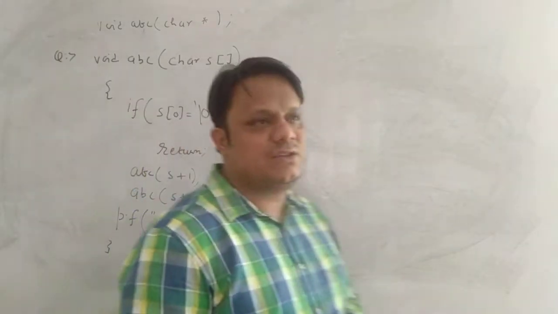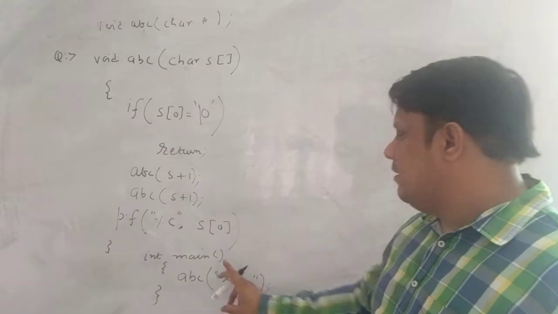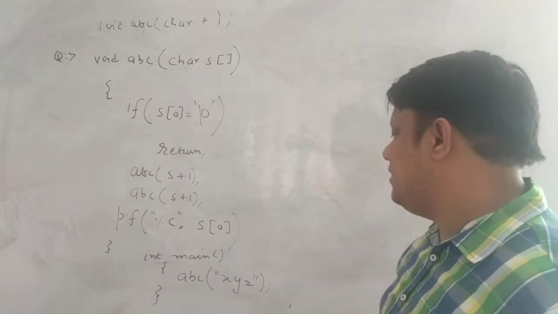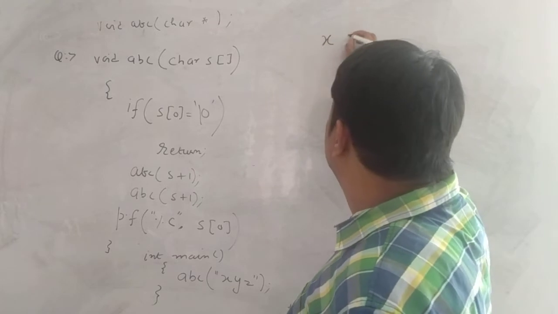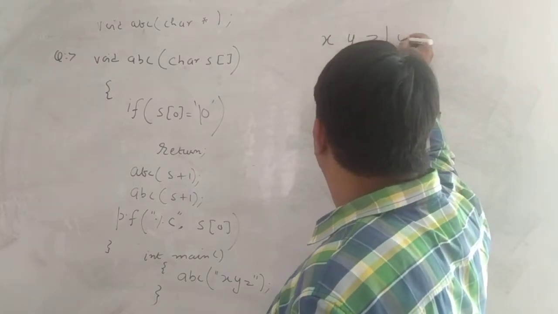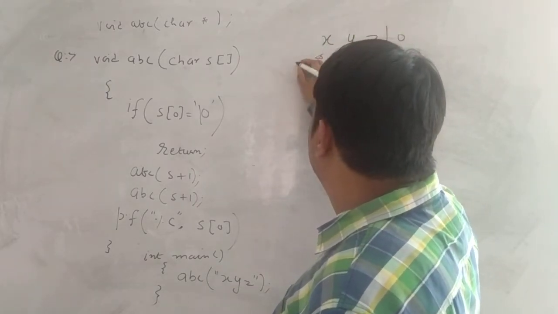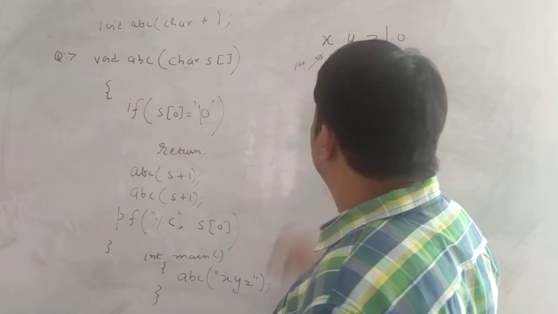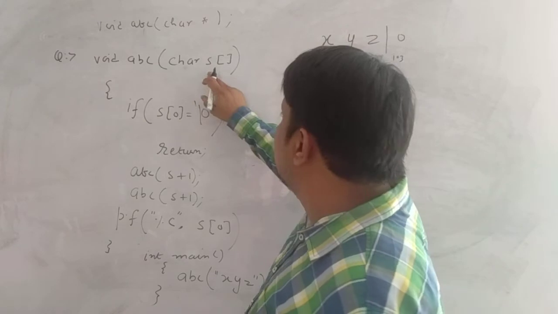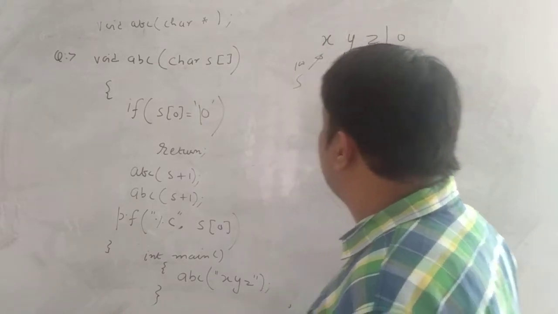Hi guys, so moving on to the next question. From int main we have this function abc and we are passing the address of your string xyz. Now let's suppose xyz is your string, and let's suppose the base address starts from 100. So this is 101, this is 102, and this is 103. So this 100 you are storing in this pointer s, so s is pointing at what?